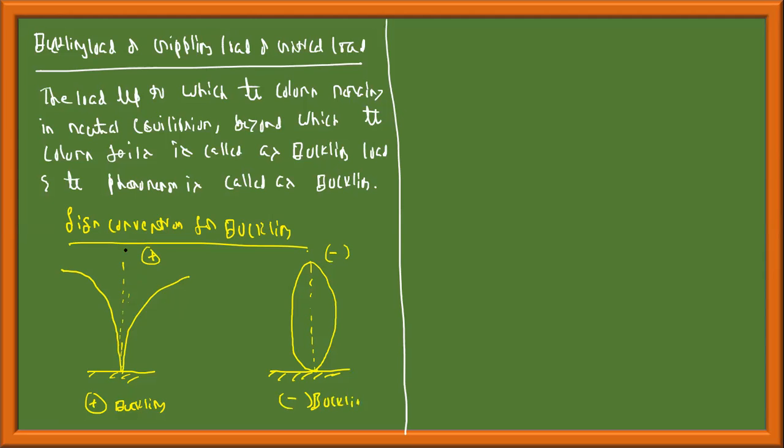First you apply a load like this. If it bends like this, it is a positive buckling. It can have two chances: it can either buckle in this way or in this way. In both cases it's positive. And apply a load like this. If it buckles like this or like this, then it's negative buckling.